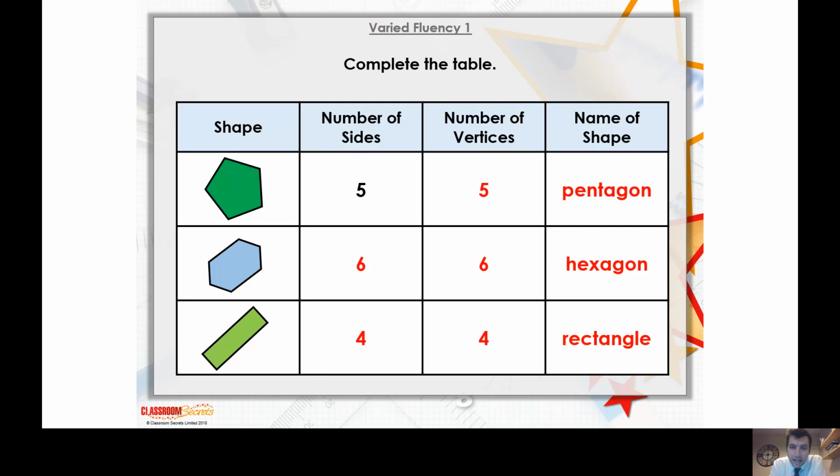If you've managed to do that, great. You've spotted that our pentagon has 5 sides and 5 vertices. Our hexagon has 6 sides and 6 vertices. And finally, our rectangle, which is our irregular quadrilateral due to the fact that the sides aren't all the same length, has 4 sides and 4 vertices. So we can see those points where the sides meet are the vertices.